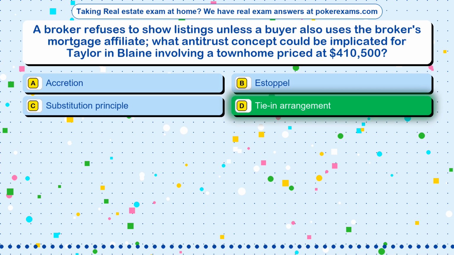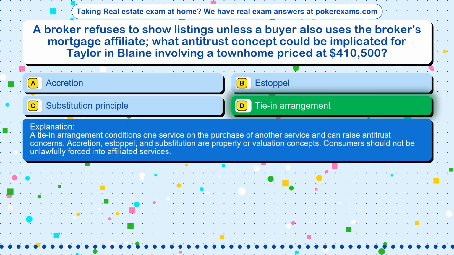The correct answer is option D, tie-in arrangement. A tie-in arrangement conditions one service on the purchase of another service and can raise antitrust concerns. Accretion, estoppel, and substitution are property or valuation concepts. Consumers should not be unlawfully forced into affiliated services.